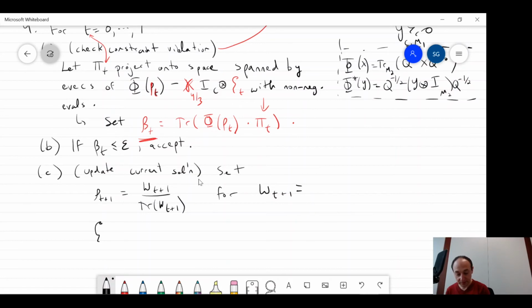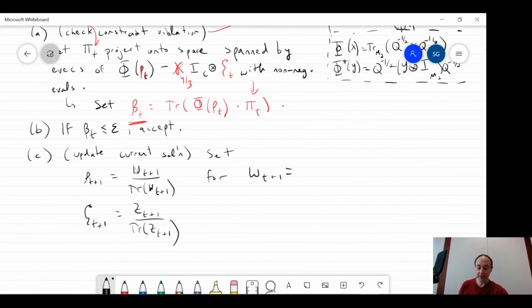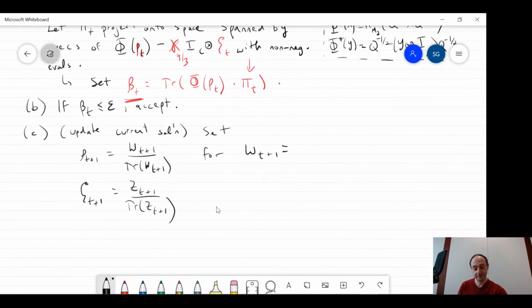I'll let the suspense hang in the air for a second as I just write the obvious stuff first. Remember that initially we called these two w of 0 and z of 0, and then normalized. And now I'm going to update it to the next choice of w and z.